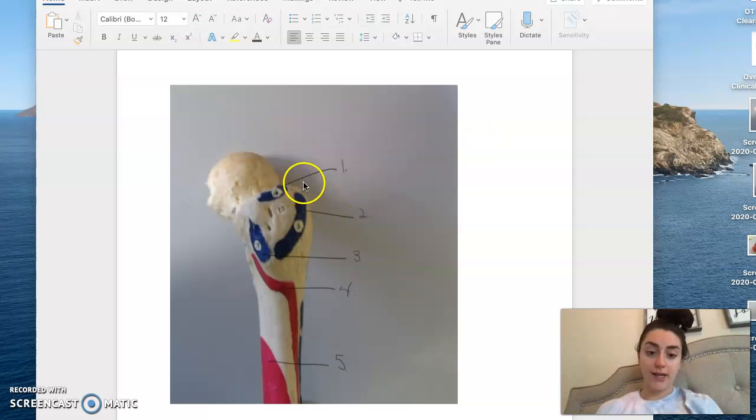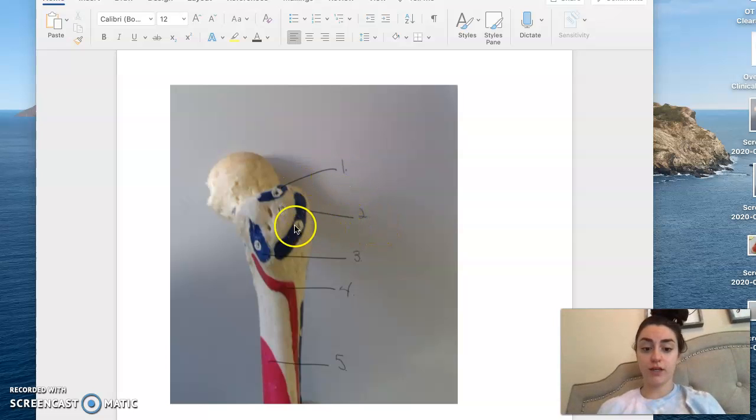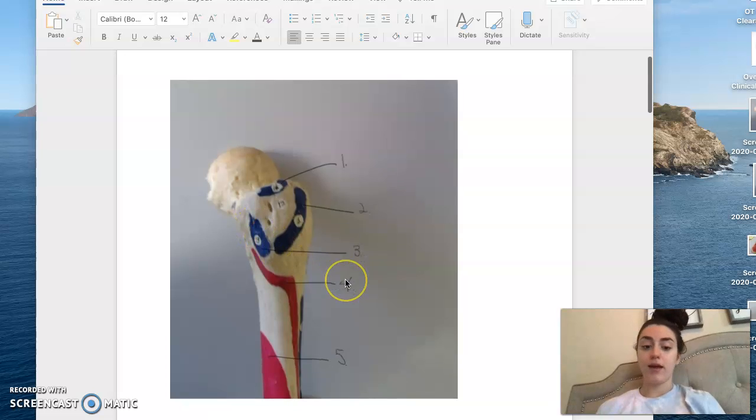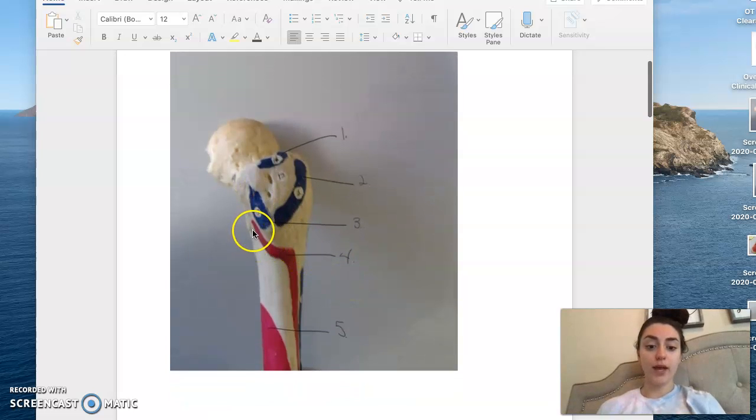For number one right here, we have the insertion of the piriformis. And then at number two, we have the insertion of the gluteus medius. Over at number three, we have the insertion of the gluteus minimus. And then right here at number four, we have the origin of the vastus lateralis. And then at 5, we have the origin of the vastus intermedius.